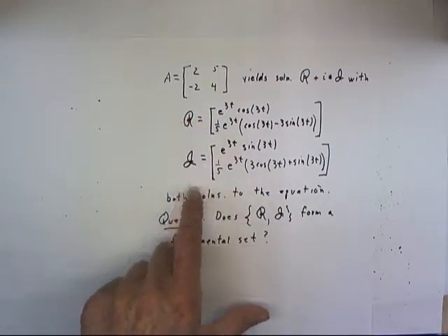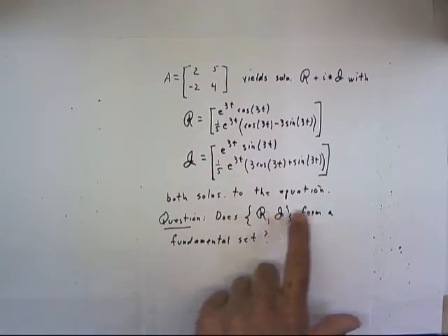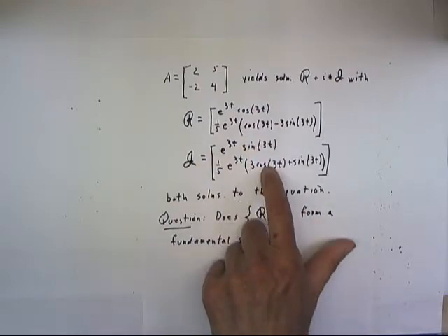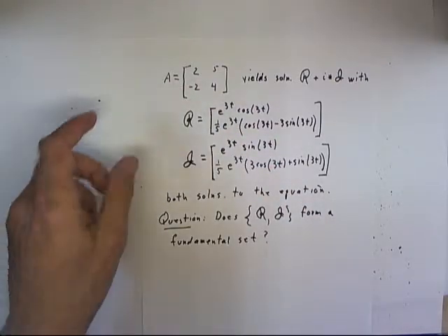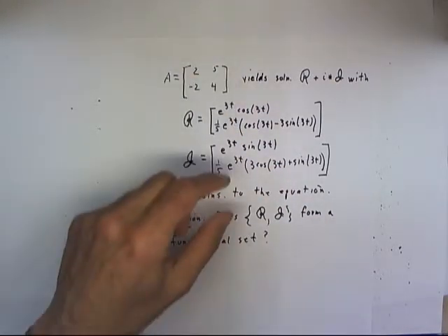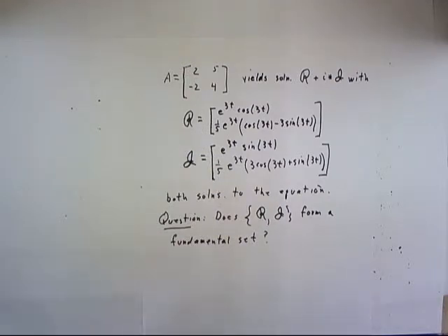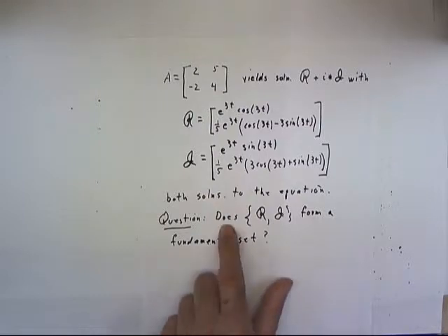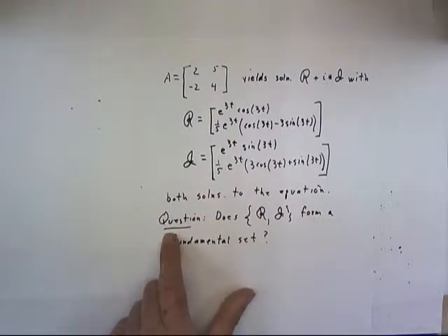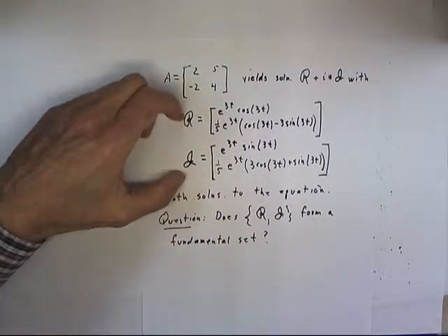Okay, and these are both solutions to the original equation. So if I plug either of these solutions into my equation y prime equals Ay, I'm going to get an identity verifying that each of these is a solution. Now, this raises the question. We've got two solutions here.